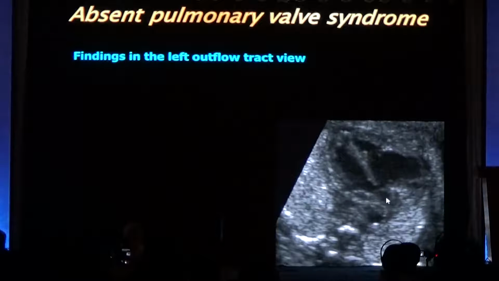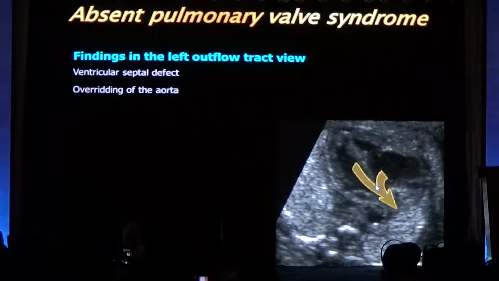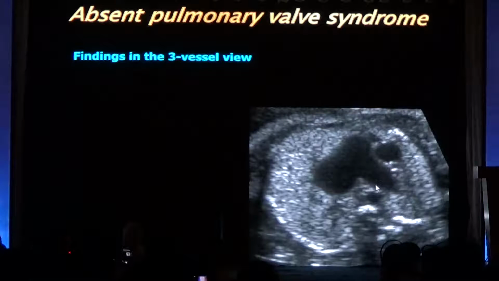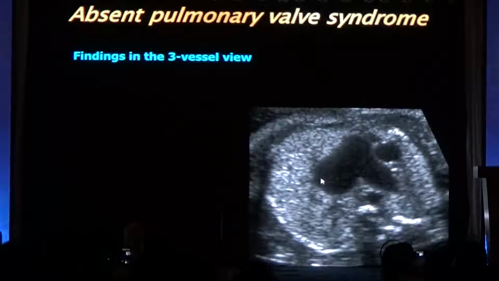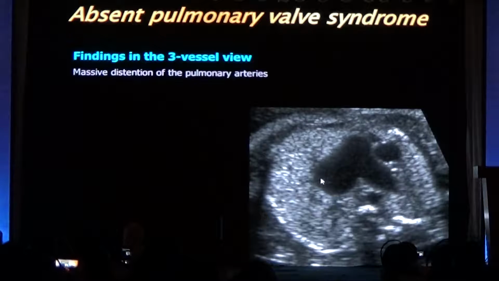So here we have the outflow tract, and you see the aorta is overriding both ventricles. You see the crest of the septal defect, this little white dot over here. And when you get into the outflow tract, here you have this very classical image. This is a massively distended pulmonary artery, and you see the left branch and the right branch over here, and the aorta is over here. So this is quite different, and sometimes it is so big that I've had babies that had been referred for lung cyst instead of for cardiac anomalies.